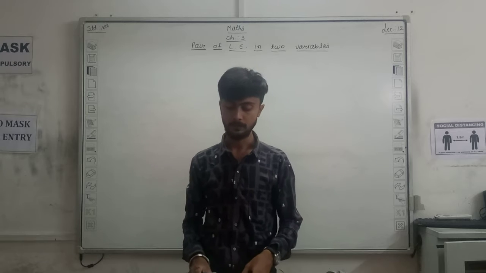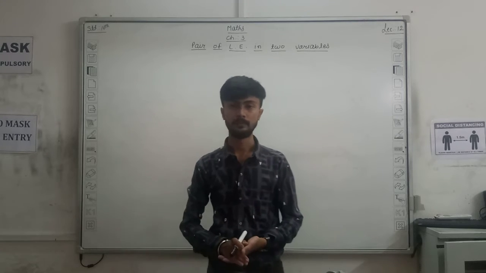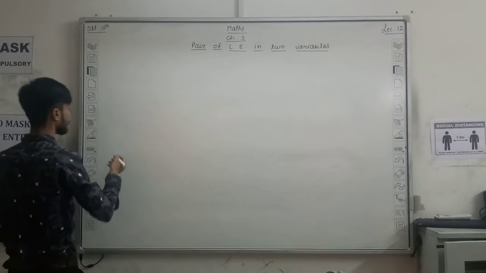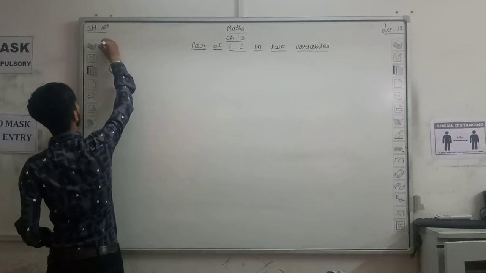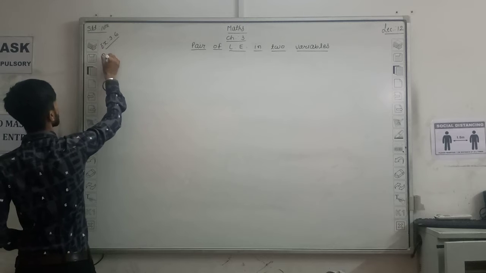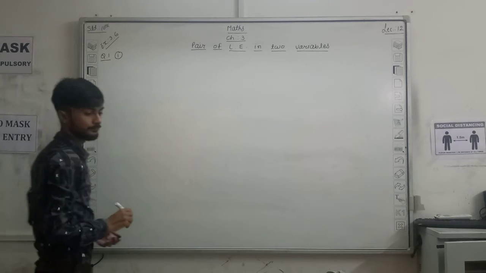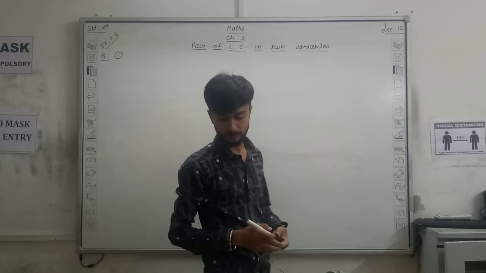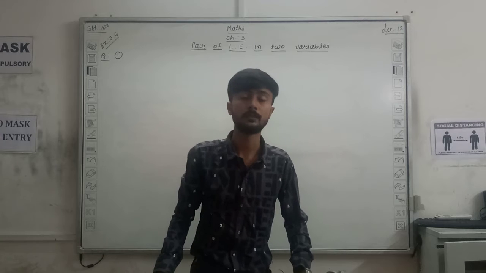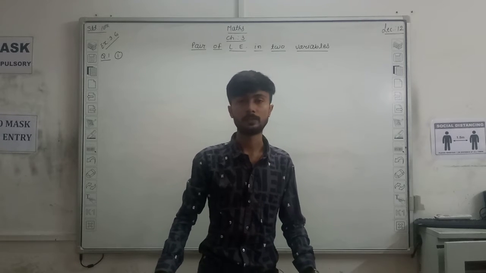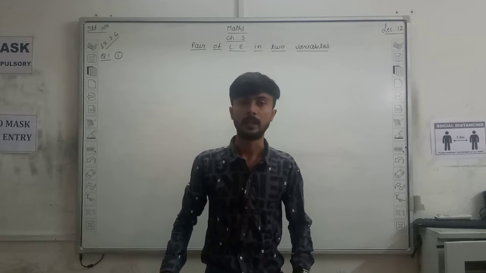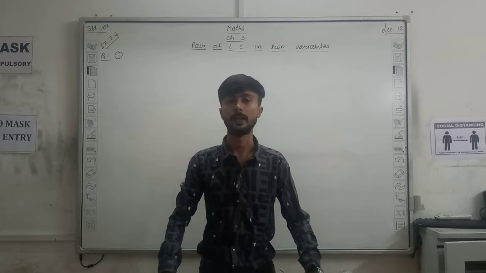So previously we have completed exercise number 3.5. Now let's move to exercise number 3.6. Number 1. Solve the following pairs of equations by reducing them to a pair of linear equations. So first we need to reduce the given linear equations and make them in standard form. After that, solve by any method and we will get the particular values of x and y.